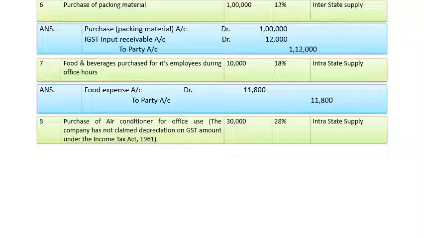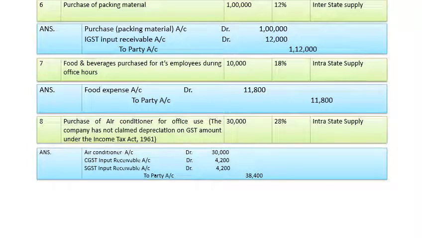Credit is available means what? We can write it down separately. If credit is not available, we will add it into the cost price of the air conditioner. As in this situation the company has not claimed the depreciation, credit is available, and the entry is: air conditioner account debit 30,000, CGST input receivable account debit 4,200, SGST input receivable account debit 4,200, to party account 38,400.